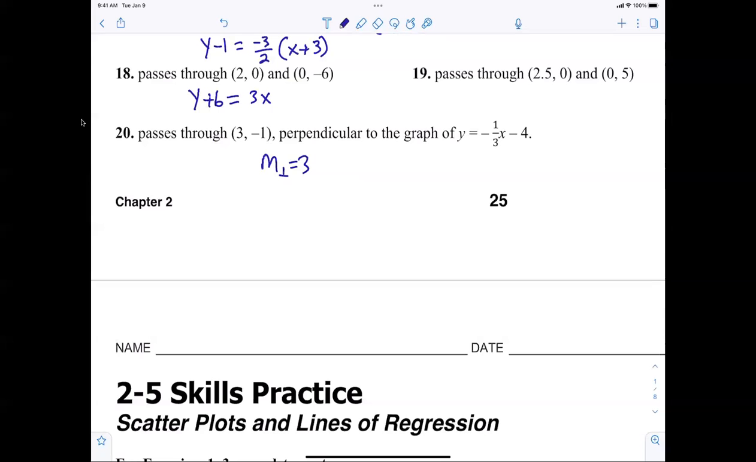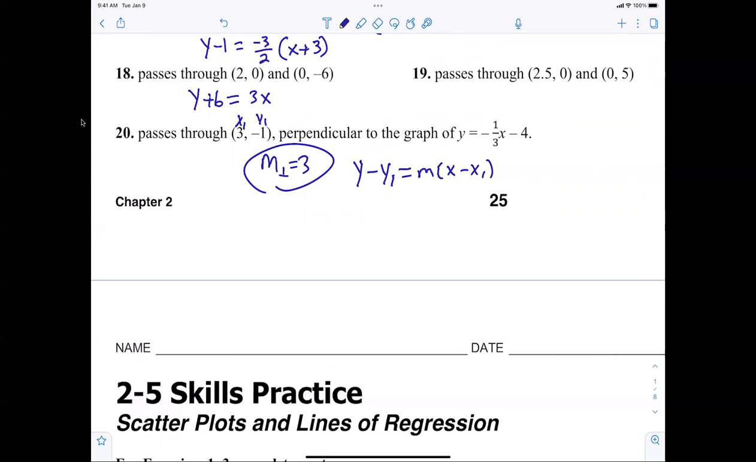Y minus y. -1 minus 4. Whoa, what are we doing? The equation, you said y minus y1 equals m times, that's the equation. True? Okay, so this is x1, this is y1, and this is your slope. So you're just plugging those numbers into the equation. So what is it?